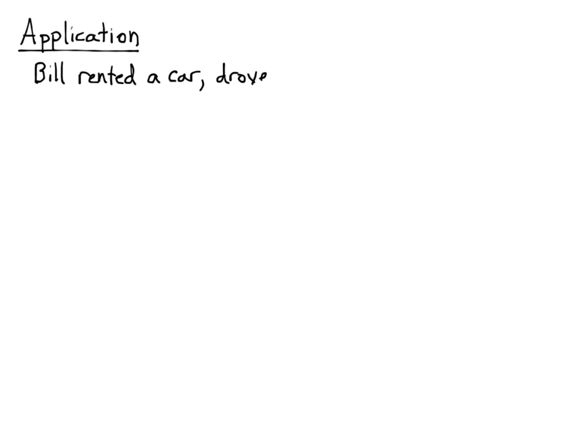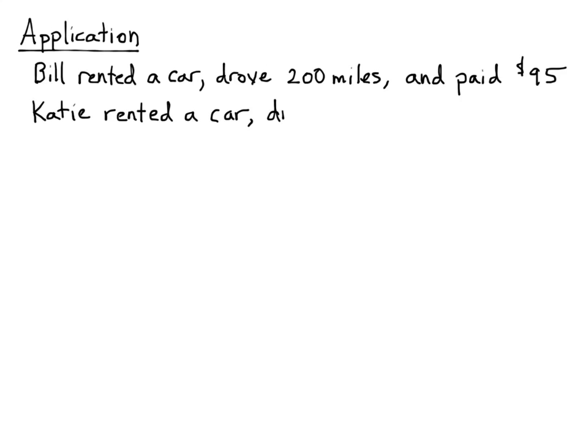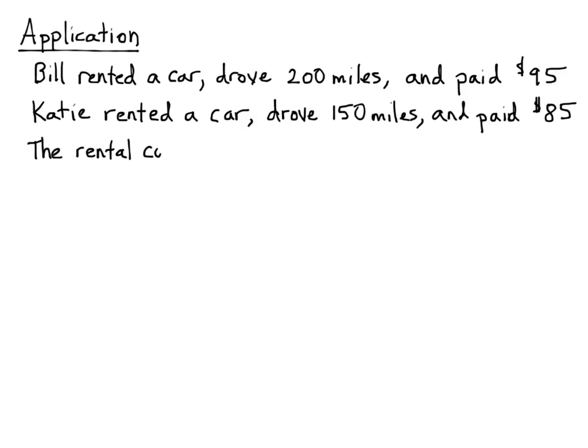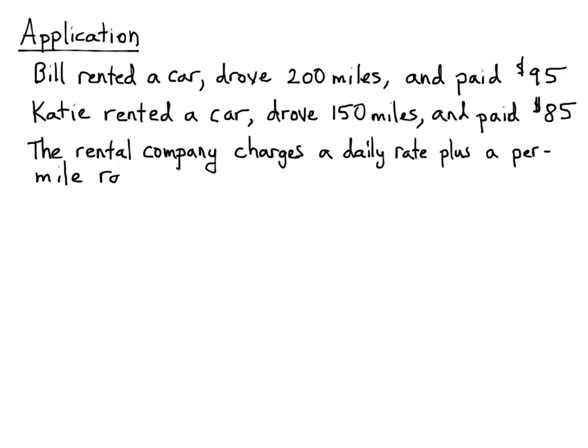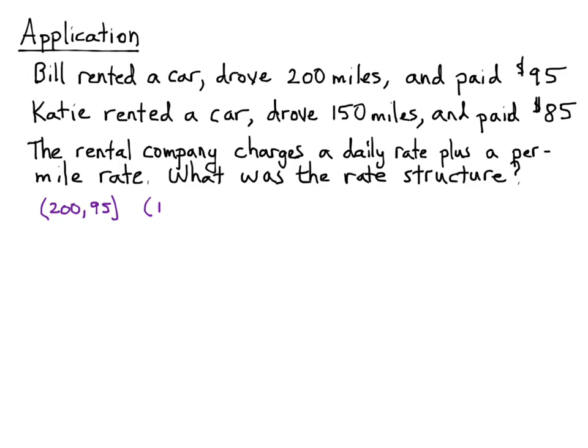Okay, so let's look at an application here. Bill rented a car, drove 200 miles and paid $95. Katie rented a car, drove 150 miles and paid $85. The rental company charges a daily rate plus a per mile rate. What was the rate structure? Whoops, now I'm showing you how to do it. Don't want to do that.